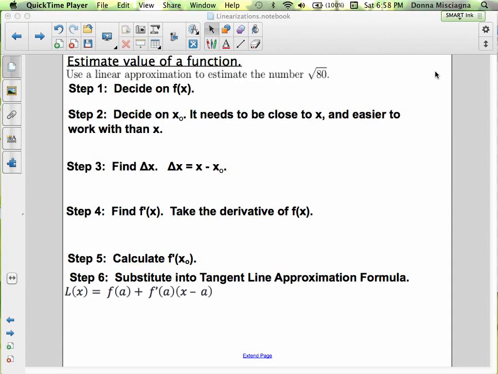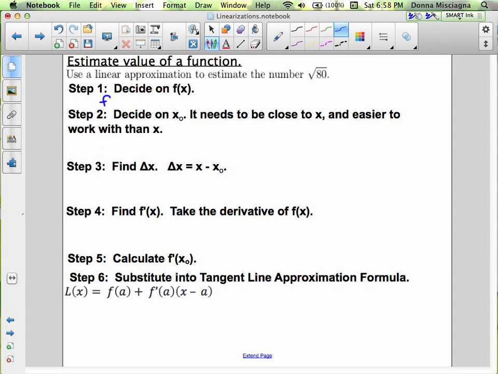Step 1 is to decide on f of x. F of x is just the function that is represented by the value we want to approximate. So of course f of x is the square root of x, right? That's our equation. We need to decide on x naught.